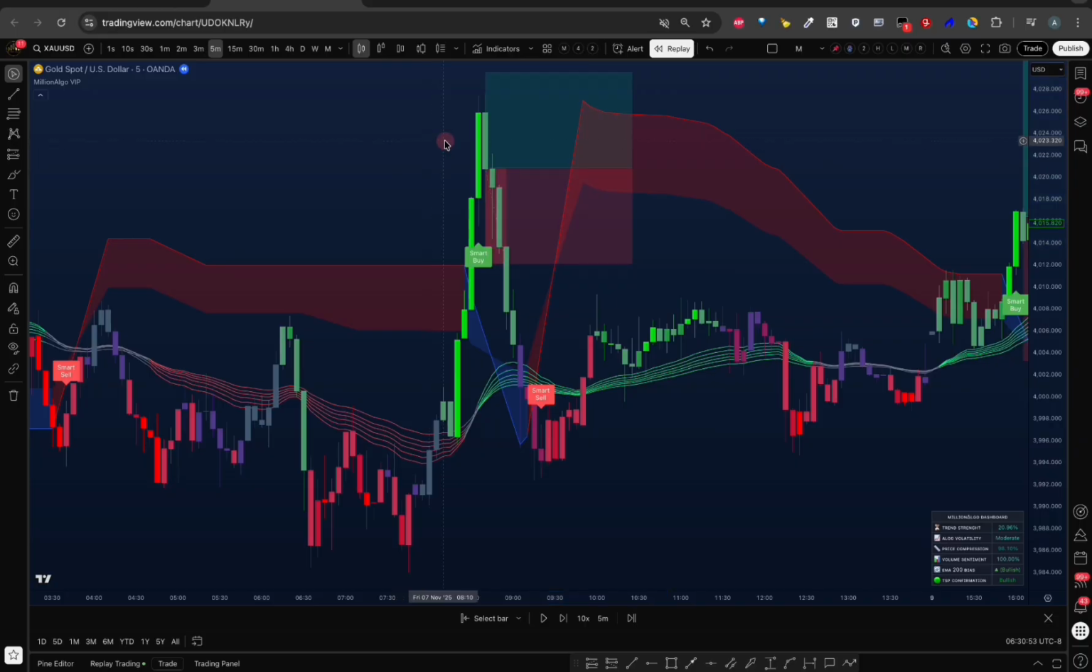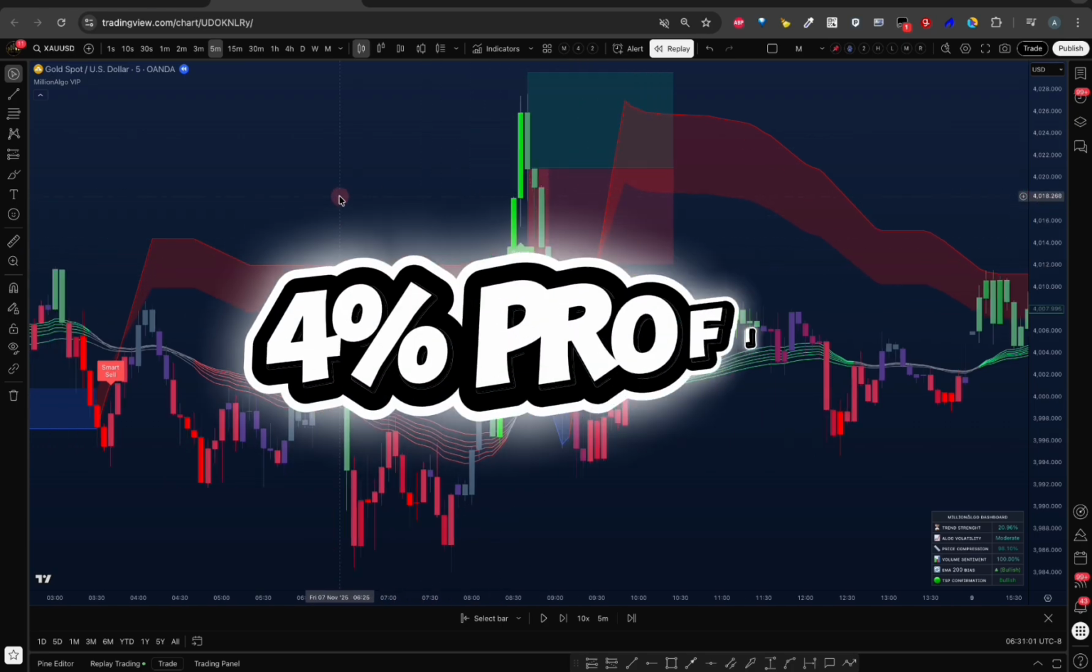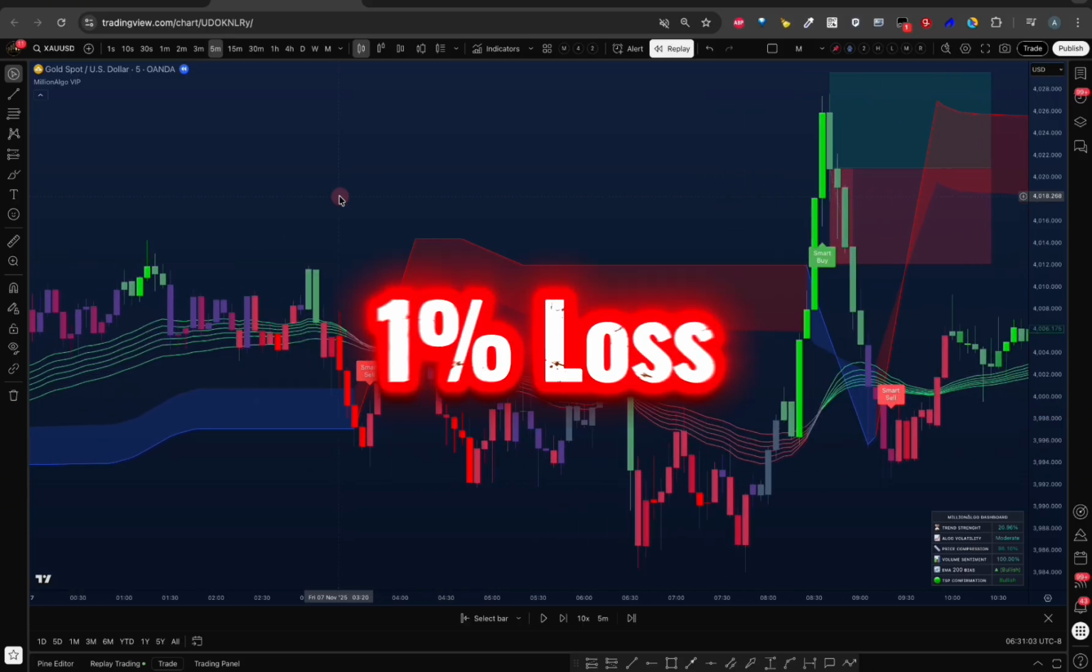Price comes back, our stop loss is hit, and we take a 1% loss. Up to this point, we had around 4% profit and now a 1% loss.